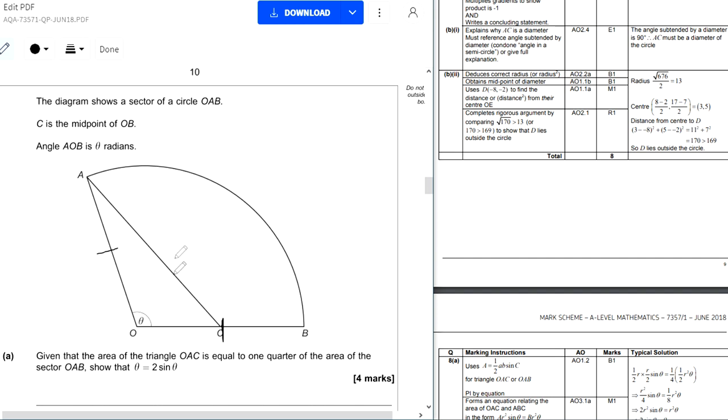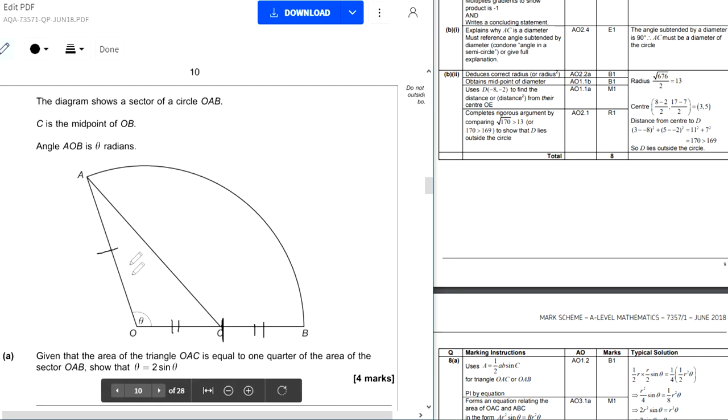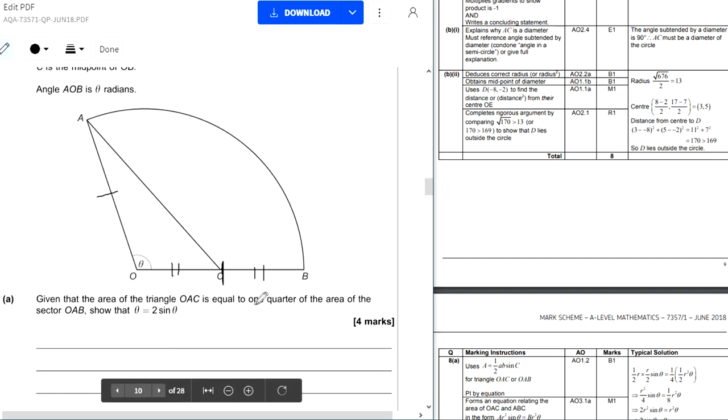C is a midpoint of OB. So this length here is the same as this length here. Angle OAB is that. Okay, that's already there. Given that the area of the triangle OAC, so that's this triangle here, is equal to 1/4 of the area of the sector, show that theta is 2 sine theta.